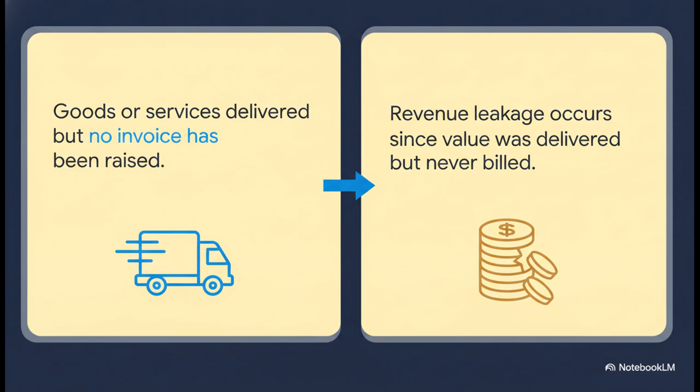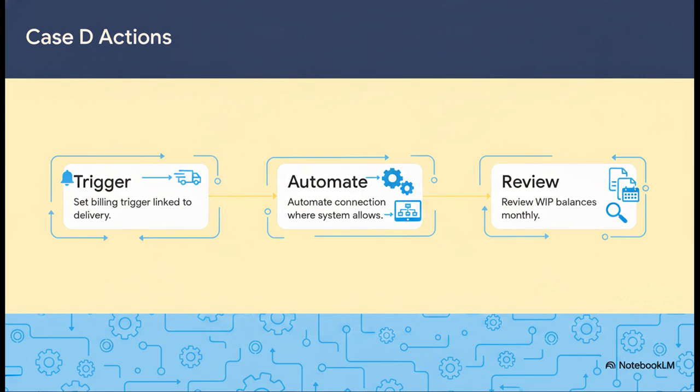You'd be shocked at how often this happens in fast-growing companies. Everyone is just so busy building the ship that they forget to sell tickets to get on it. The fix for this kind of revenue leakage is heavily systemic. You can't just tell your team, hey, try harder to remember to bill.